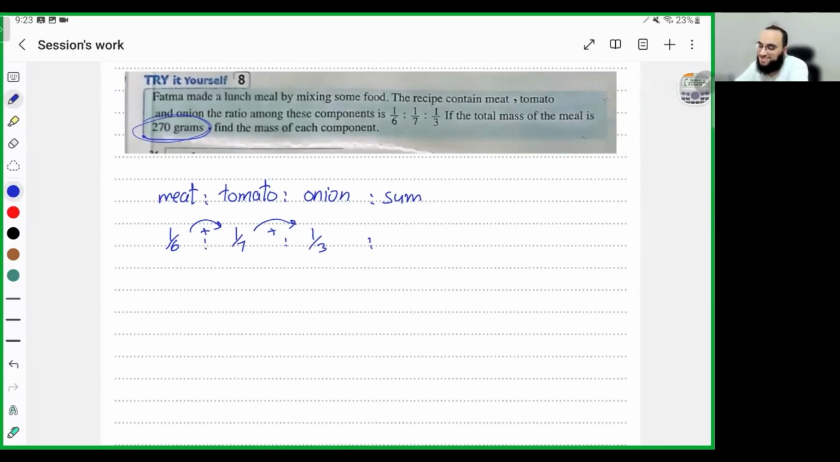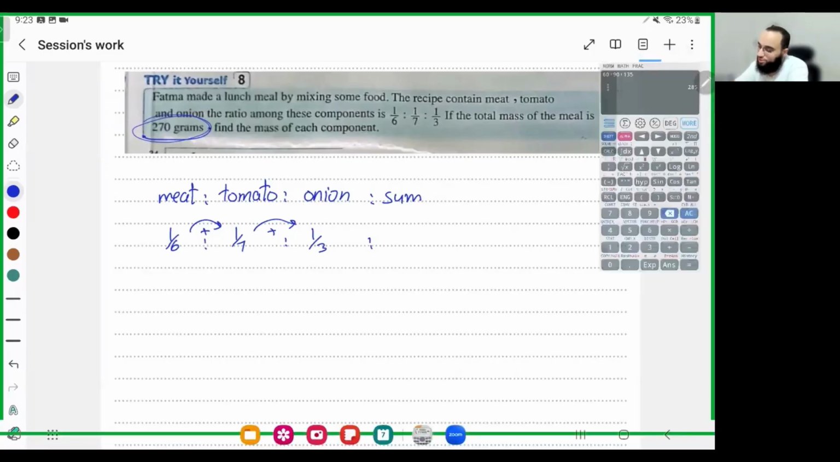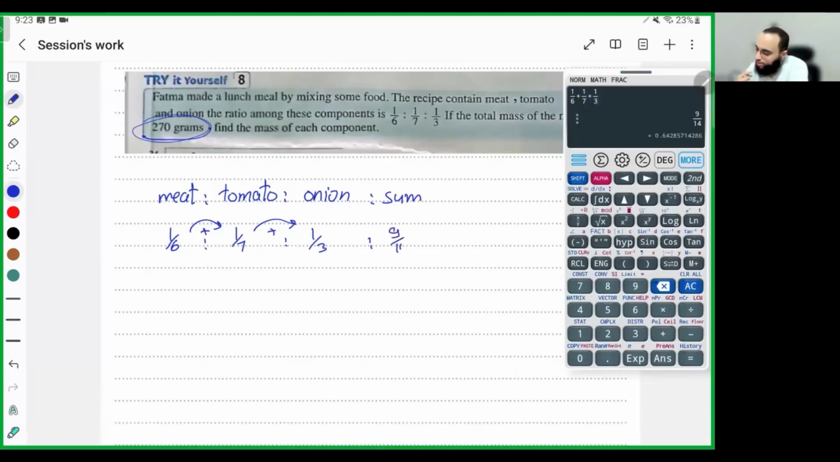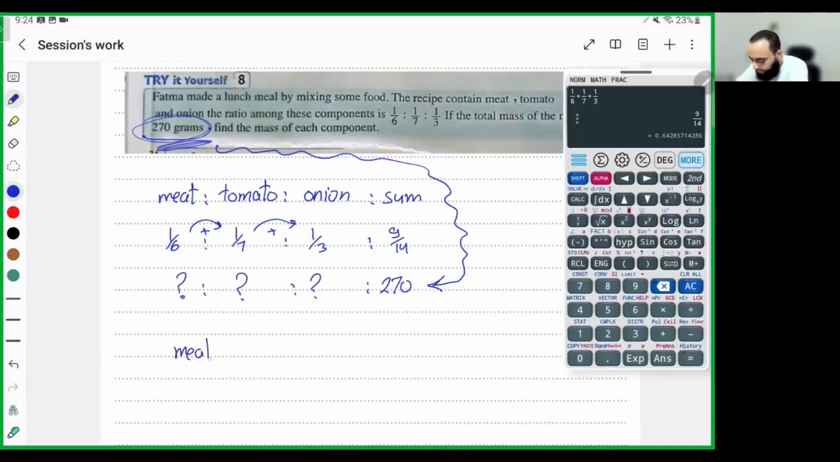Yes, answer 1 over 6 plus 1 over 7 plus 1 over 3. It's 19 over 14, correct? Okay, below here, 19 over 15, right? 270 grams. What is the cross multiplication of the first type of the recipe? The meat equals what?